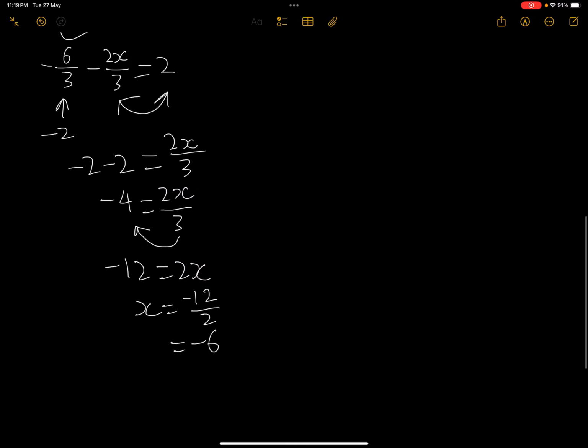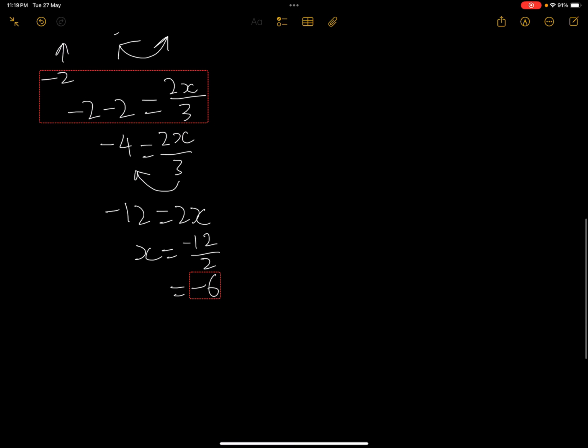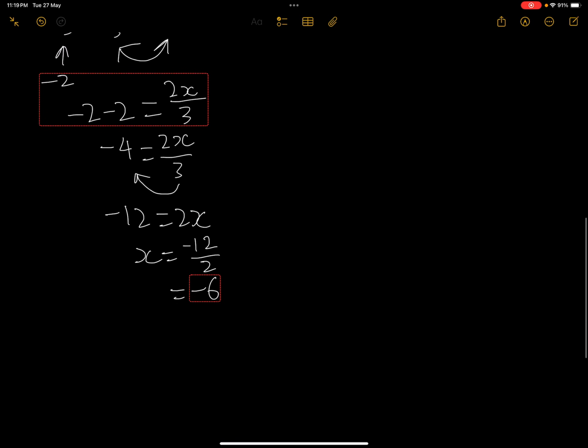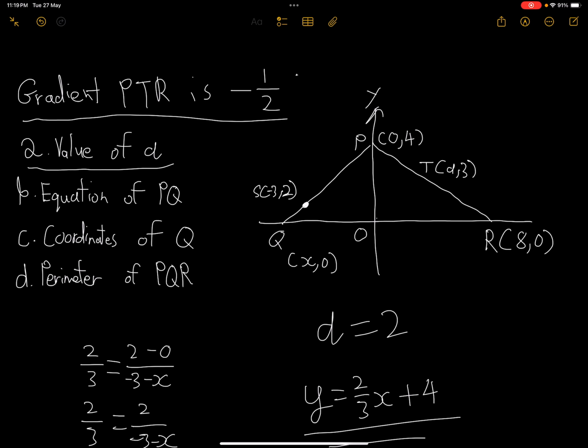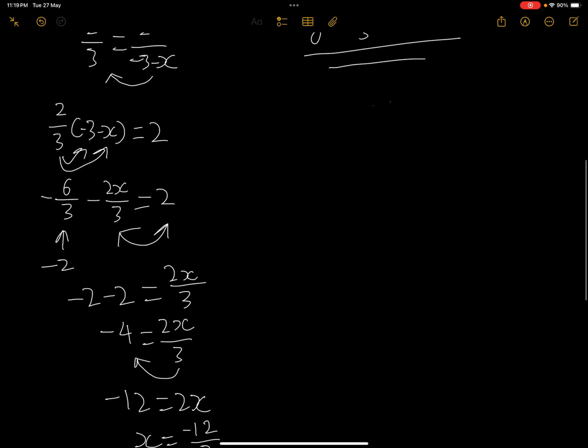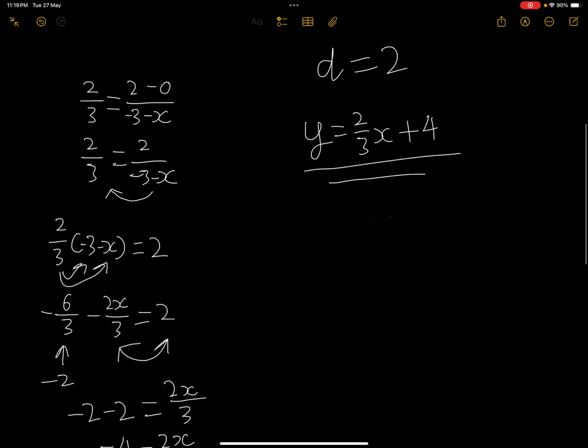X equals -6. And we can kind of tell ourselves that this is true because the q coordinate lies behind the y-axis line. It lies behind, and so its x value is definitely going to be negative. Just a short note to convince yourself that your answer is probably correct.